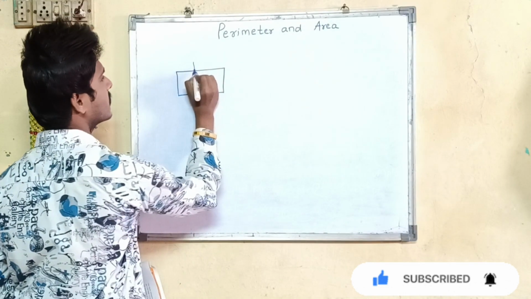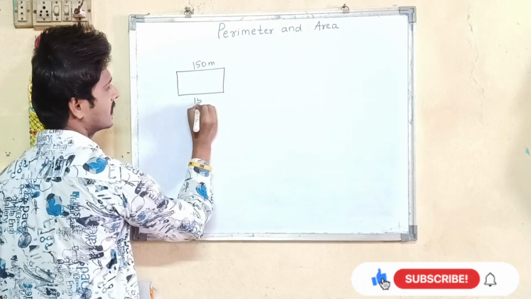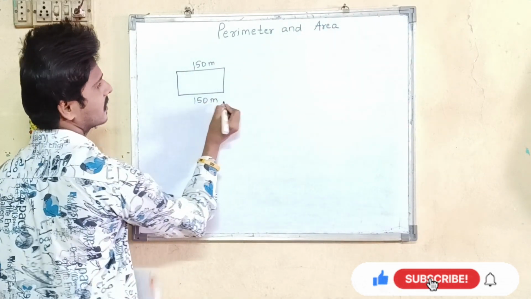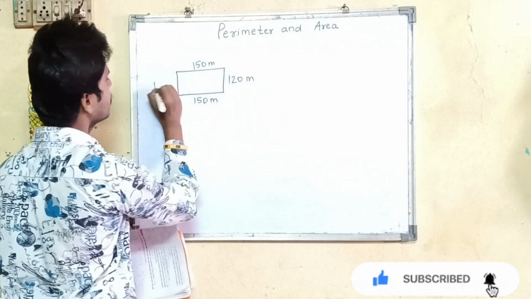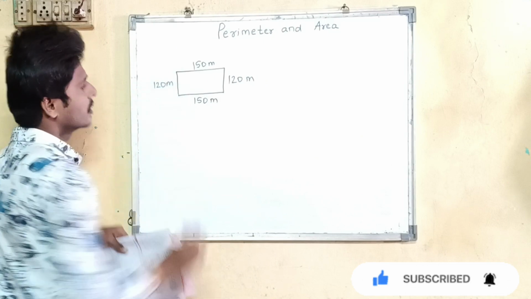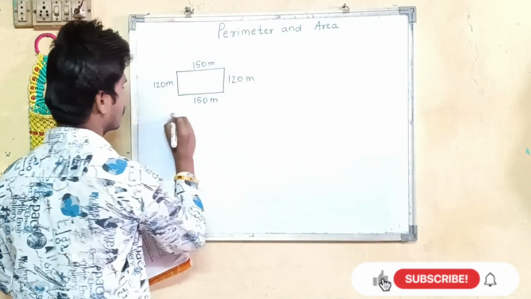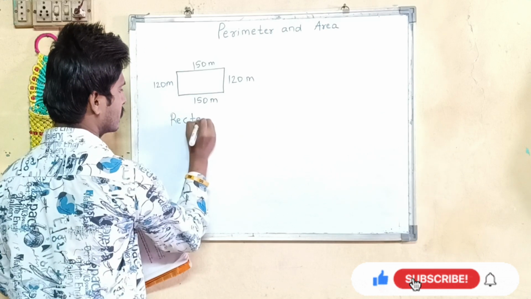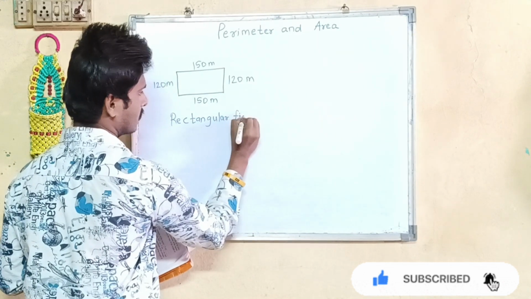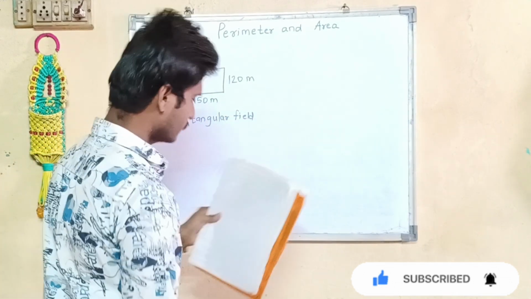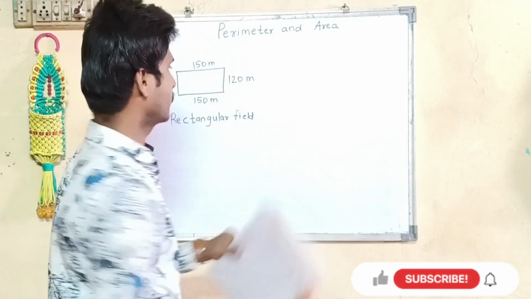Since it is 150, of course this will be bigger. So if this is 150 meter, this will also be 150. This is 120 meter, and again this is 120, so this will also be 120. According to the given question, I have drawn the figure. It is a rectangular field. So we have drawn the diagram. What they are asking: find the perimeter of the field.